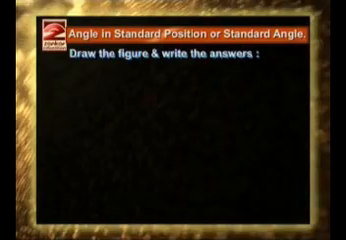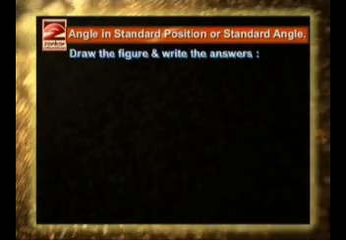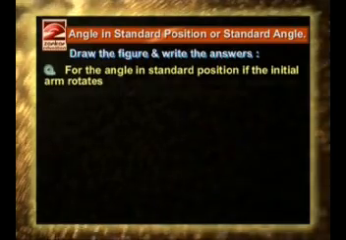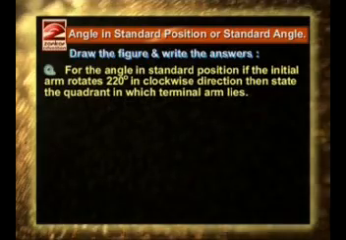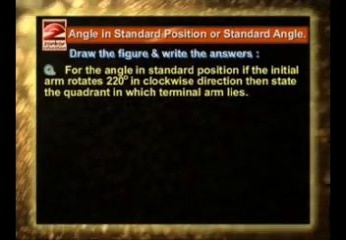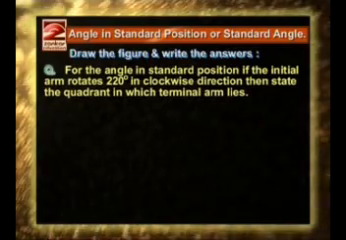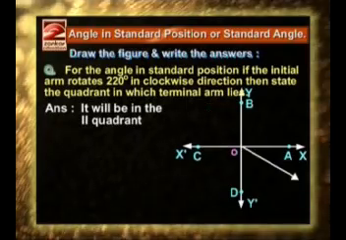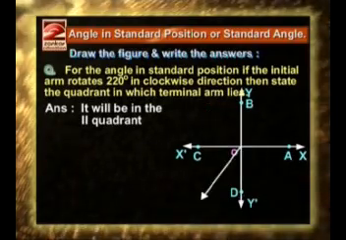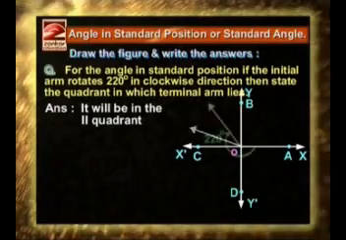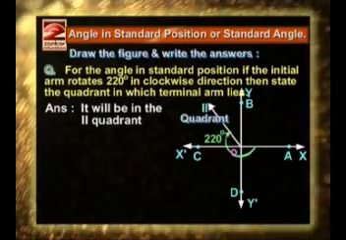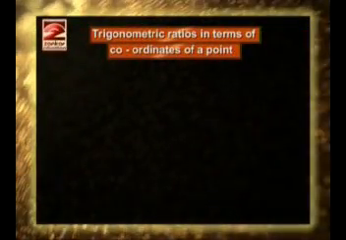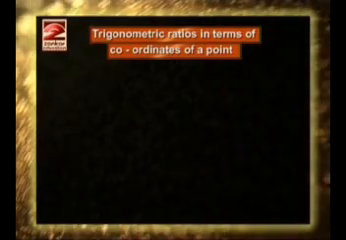Now the question: draw the figure and tell the answer. For the angle in standard position, if the initial arm rotates 220 degrees in clockwise direction, then state the quadrant in which the terminal arm lies. It will be in the second quadrant. It will start from here, then 90, then 180 and it will be 220, so it is in the second quadrant. Now next is trigonometric ratios in terms of coordinates of a point.